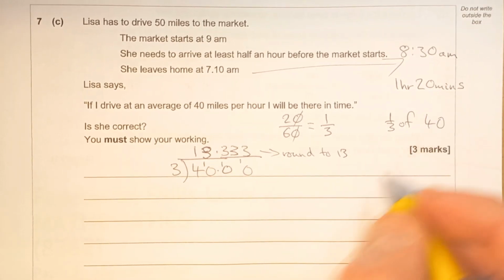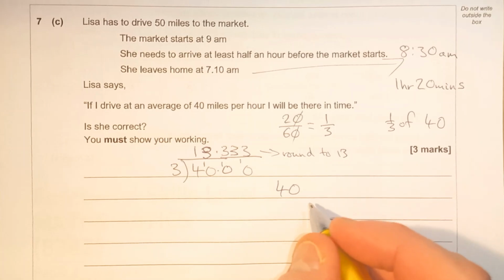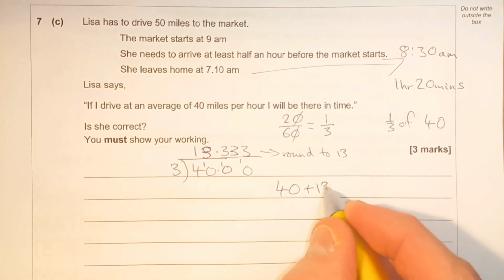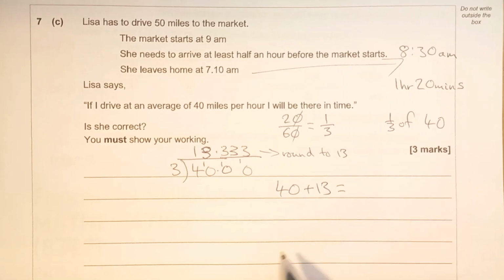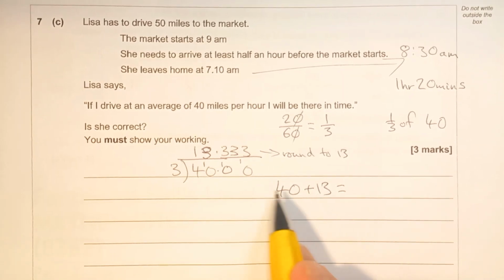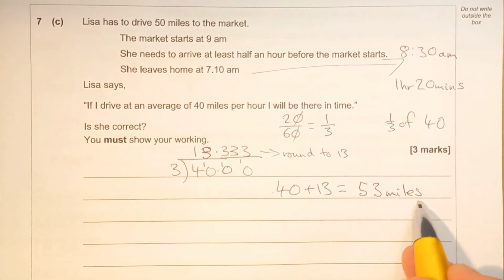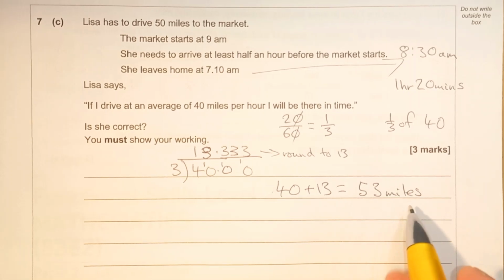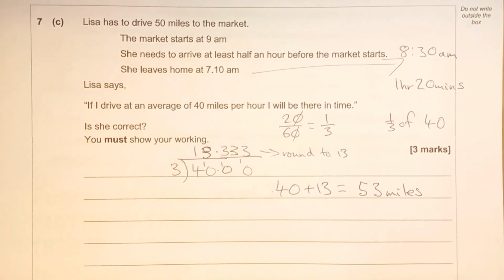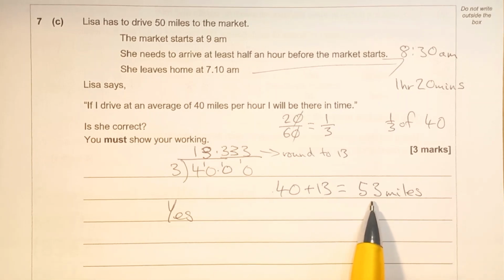So what it's telling us is that in an hour and 20 minutes, or in 1 1/3 hours, she can travel 40 miles plus an extra 13 miles. Well, we can just add the tens on, so 4 plus 1 is 5, so that's going to make 53 miles. That's in the time available. She only needs to travel 50 miles. So is she correct? Yes, she can make it in time. We don't know how much time she'd have left yet. We could work that out, but we don't need to. All we need to know is, yes, she can certainly do 50 miles in the time, because we know she could travel 53 miles in the time.